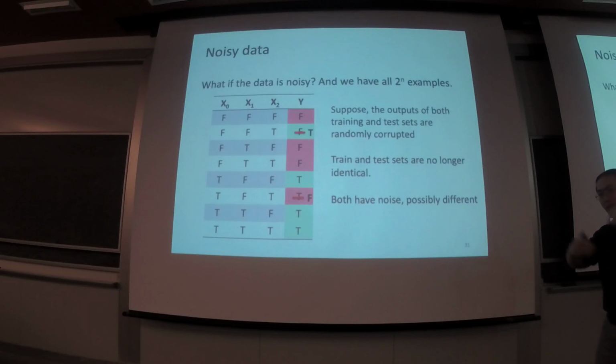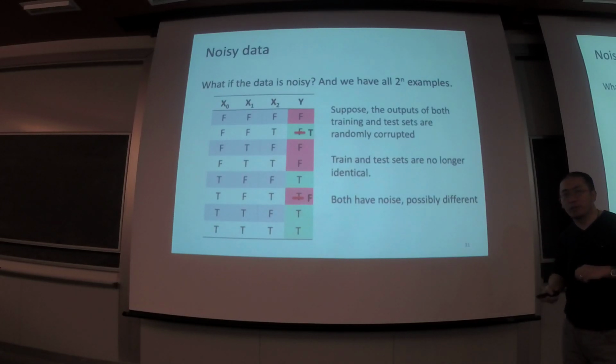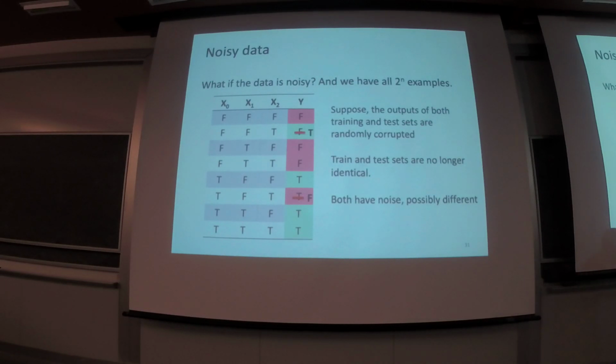And the random noises are assumed to be independent. That means even for the exact same input, due to the random noise corruption, the training label and test label could be different. Now, obviously, your prediction could be different as well. Now, let us observe in this kind of case, what will be the test error?